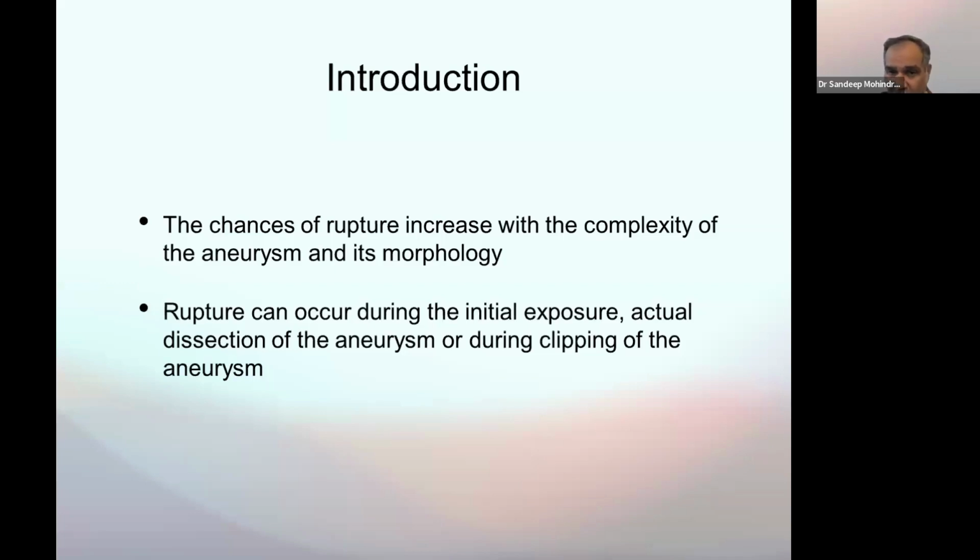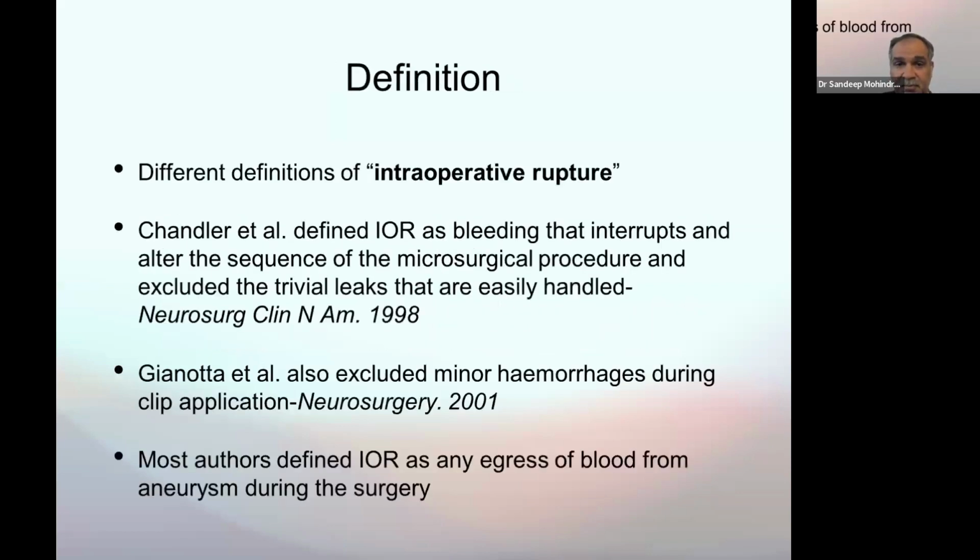All these intraoperative rupture situations are controllable unless the aneurysm ruptures during the craniotomy or even before the dural exposure itself. Different definitions have been given for intraoperative rupture, but the most accepted one is bleeding that interrupts and alters the sequence of the microsurgical procedure, excluding the trivial leaks that are easily handled. So mark the words: trivial leaks have been excluded, which are easily handled by just putting a patty and a suction.